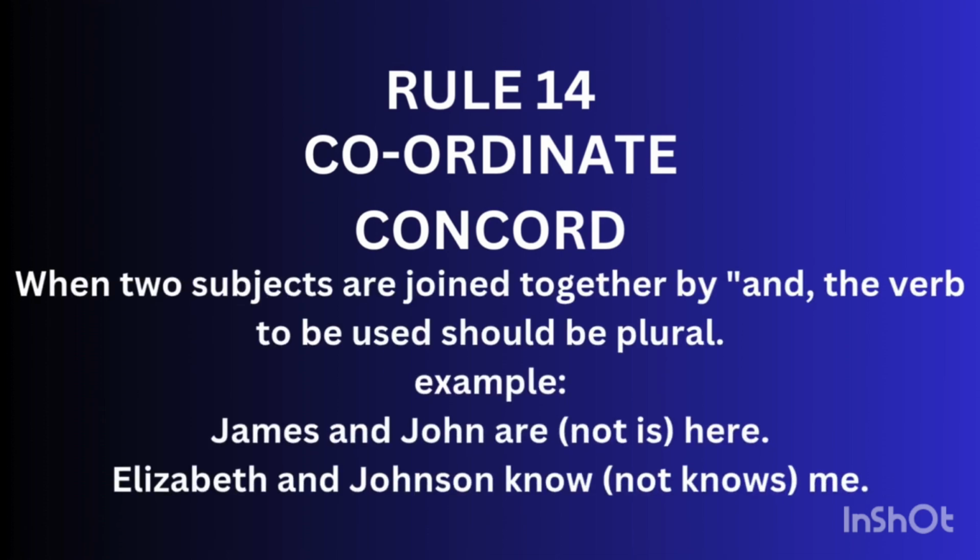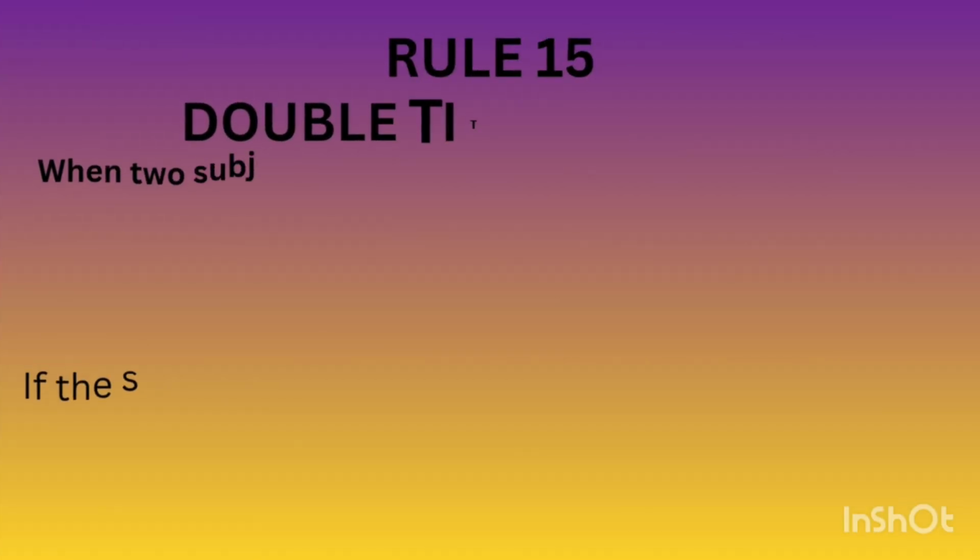Coordinate concord. When 2 subjects are joined together by and, the verb to be used should be plural. Example, James and John are, not is, here. We proceed to rule 15.